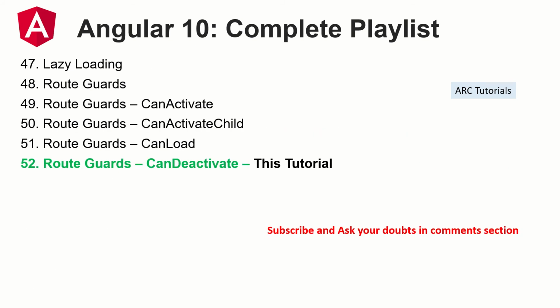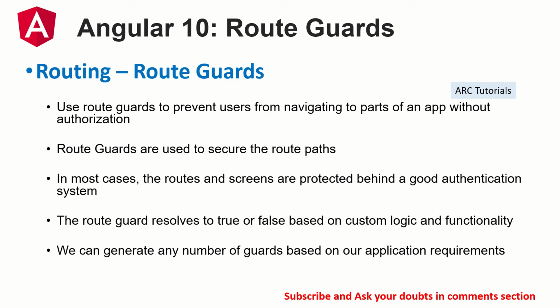Today we are learning about the route guard CanDeactivate. A quick note to our viewers who are joining us new: what is a route guard? A route guard is a feature in Angular using which we can prevent users from navigating from one route to another route. Route guards are used to secure the route paths. Route guards will result in a true or a false Boolean value. If the result is true, the user can access that route. If the result is false, the user cannot access that route, right?